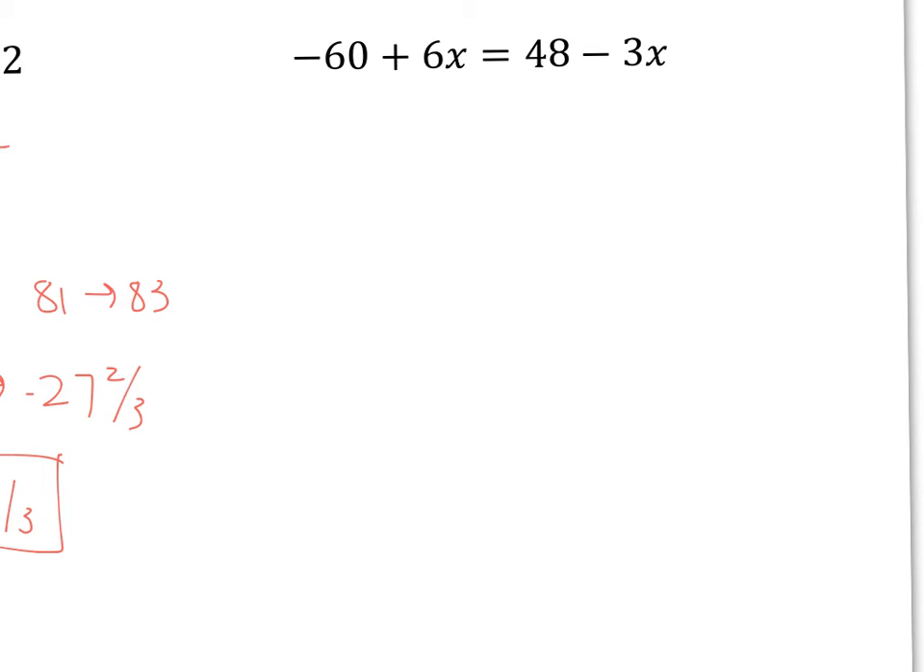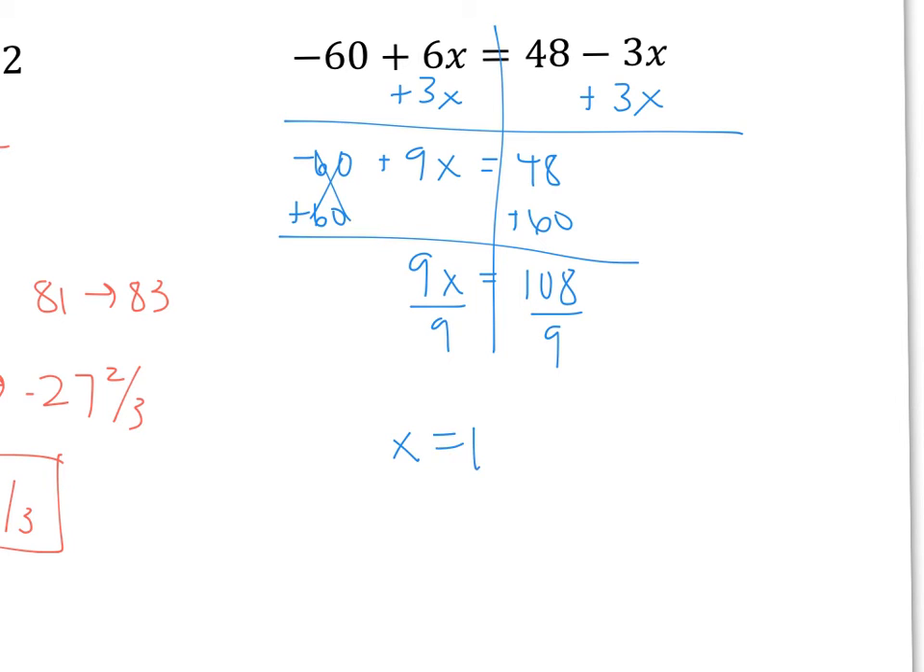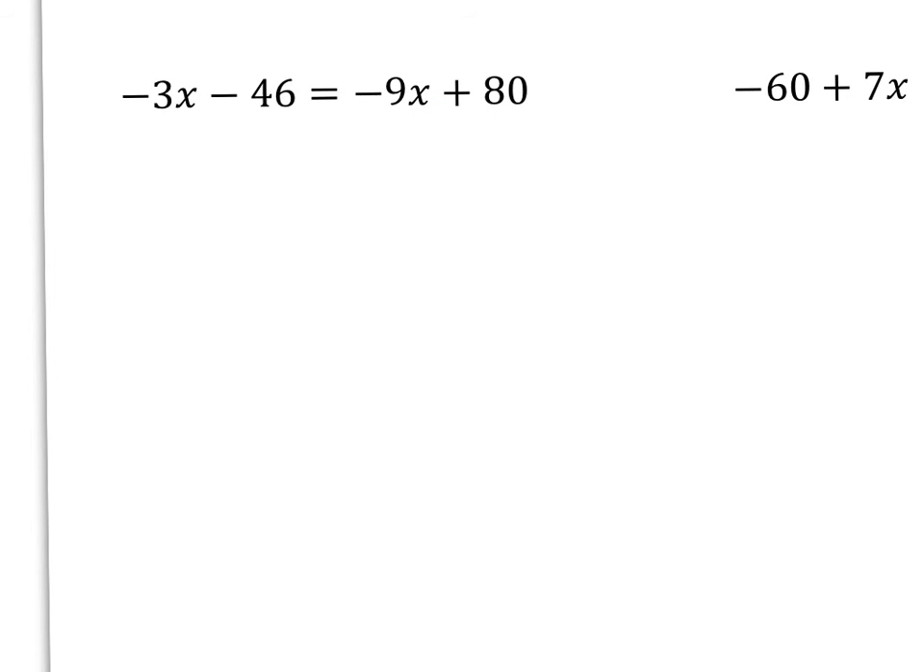I, again, want to isolate my variables by getting them all on one side. So I will add 3x to both sides and get negative 60 plus 9x equals 48. And then I'll add 60 to both sides. And I'm left with 9x equals 60 plus 48 is 108. And 108 divided by 9 is 12. So that one comes out to be an integer value. Great job following along. Just a few more examples left to go.